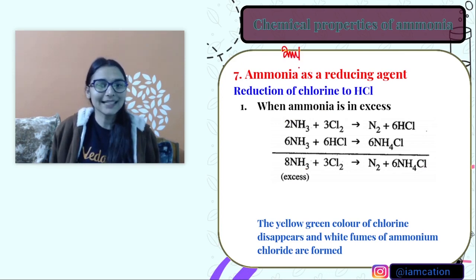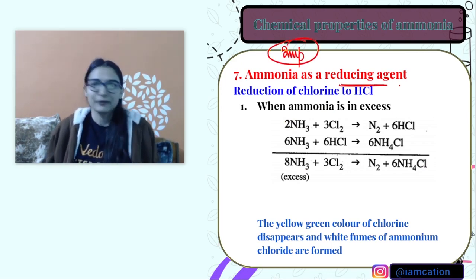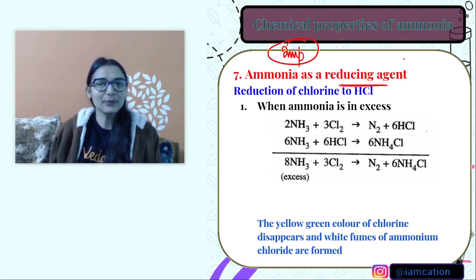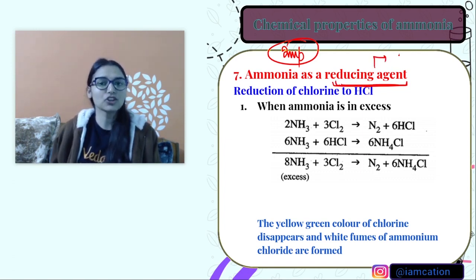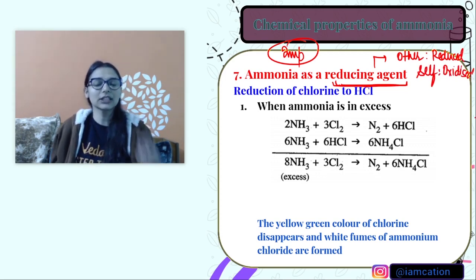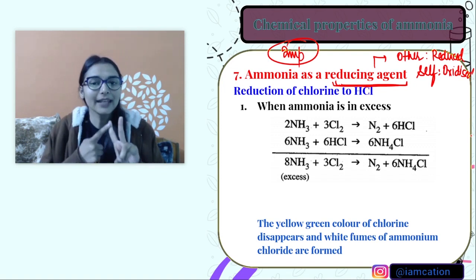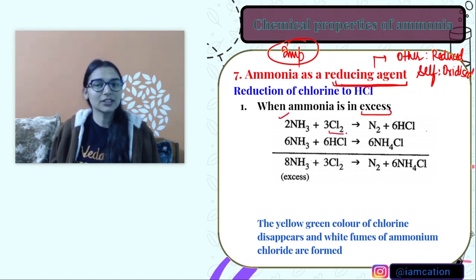Now another very important reaction is ammonia as a reducing agent. Ma'am just told you, it has a very nice property to behave as a reducing agent. Again I am mentioning it, a reducing agent helps the other species to get reduced and they are themselves oxidized. Pay attention, this reaction can take place in two ways. The first is when one of the reactants, ammonia, is taken in excess. So how do we carry out the reaction? Ammonia is treated with chlorine.